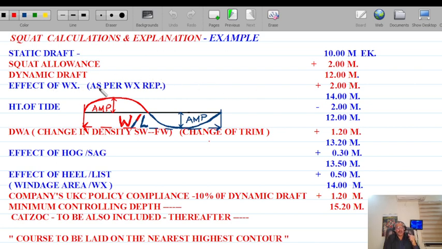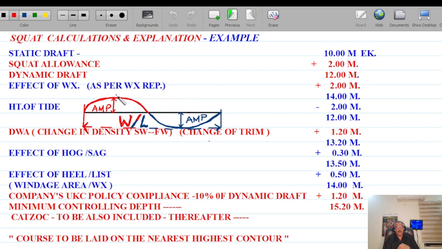Thereafter, the effect of weather. Now, you do get a weather report, like the sea or swell is 2 meters. You take the higher side, and this aspect also has to be added. Why? I have explained here. Because it is basically a sinusoidal curve, and this black line where I'm putting my pointer is one single wavelength.